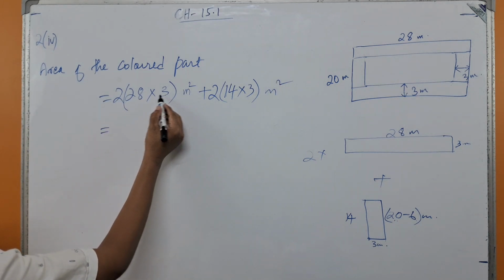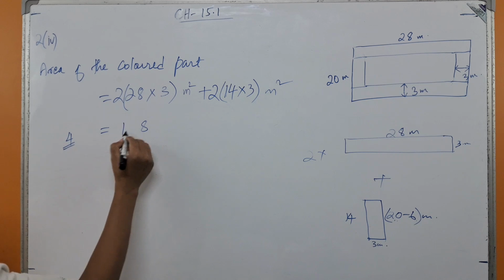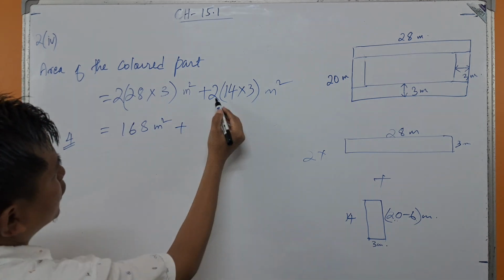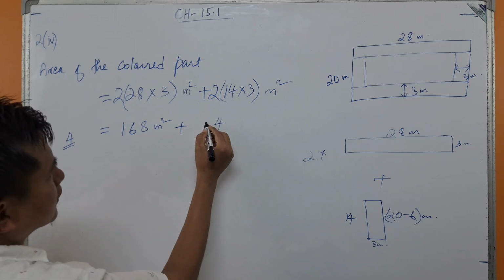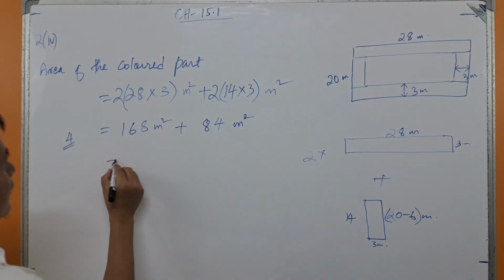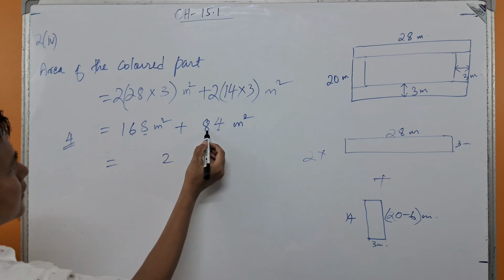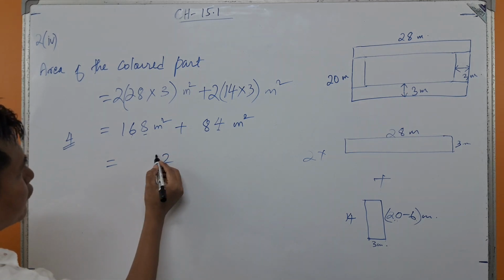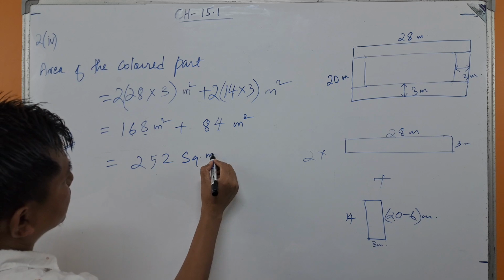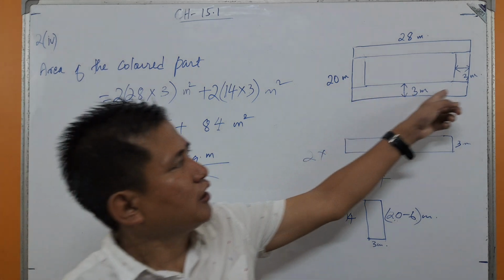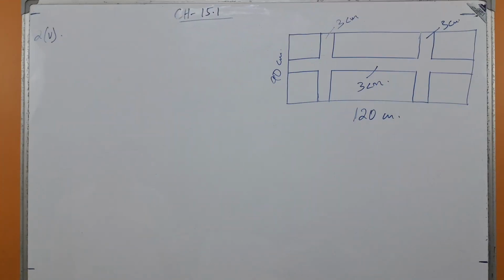2 3s are 6, 6 8s are 48, 8 4 in hand, 6 2s are 12, 12 plus 4 is 16 meter square, plus 2 3s are 6, 6 4s are 24, 4 2 in hand, 6 1s are 6 plus 2 is 8, 84 meter square. 8 plus 4 is 12, 1 in hand, 8 plus 6 is 14, plus 1 is 15, 1 plus that 1 is 2, 252 square meters. So the total area of the colored part is 252 square meters.